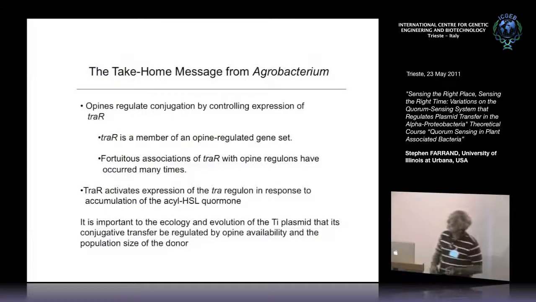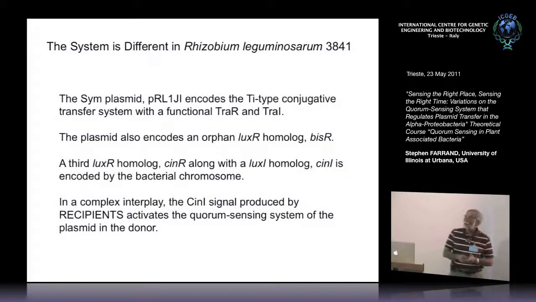All right, so I want to finish this off by telling you about another plasmid of the Rhizobiales that has a quorum-sensing system very similar to that of the Ti plasmid, but it regulates conjugative transfer in quite a different way. And this is work that has been done by Allan Downie's lab at the John Innes. It's the plasmid system of Rhizobium leguminosarum.